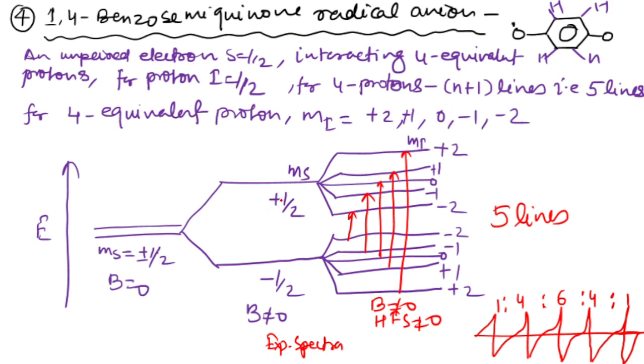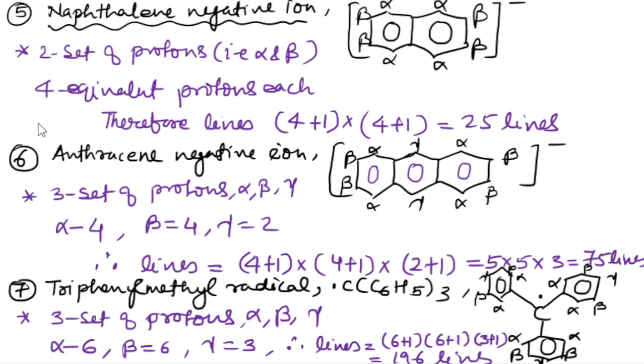So the plus half MS value gives 5 transitions, and the minus half value gives 5 transitions, 5 energy levels, so you will get 5 transitions, and 5 transitions give 5 lines. You will see in the experimental spectrum 5 peaks, with the Pascal ratio 1 is to 4 is to 6 is to 4 is to 1. And this last example, the third example, is a very important one.